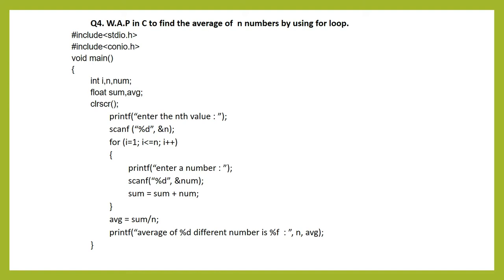So here: write a program in C to find the average of n numbers by using a for loop. As we know, in a for loop we start with an initial value, then the condition is there, then it may increase or decrease. Now this program asks you to accept n numbers from the user. Suppose my n is 4, so I have to enter 4 different numbers, then it will find the average of those 4 numbers.